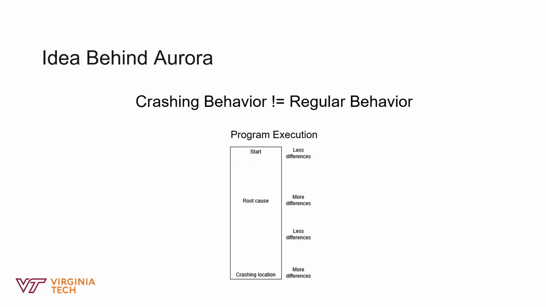So the idea behind AURORA is that the crashing behavior for an input, or for a program, is not the same as the regular behavior for a program. So they must differ in a meaningful way. Another idea that motivates AURORA is that the earlier in a program the difference is between execution for crashing and non-crashing input, the more likely it is to be related to the root cause. And so I have a graph here that shows that typically a program will have more differences near the root cause and the crashing location. And of course, we're mostly interested in the root cause because we already know where the crashing location is.